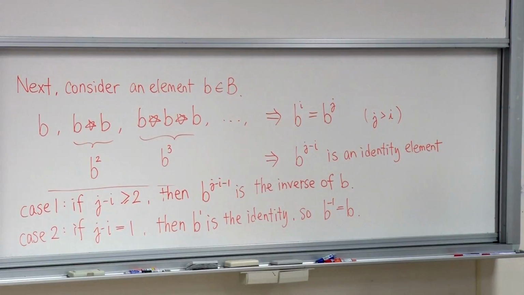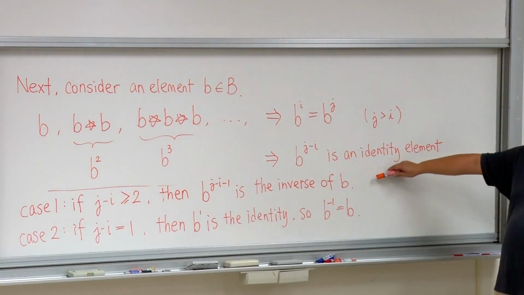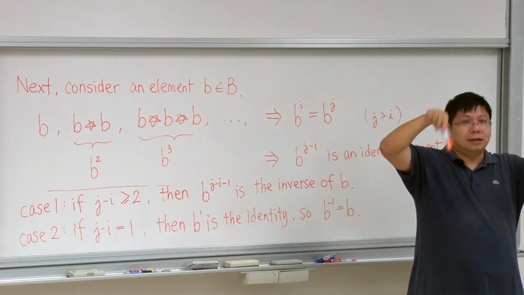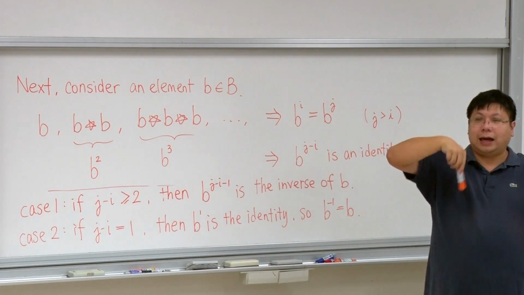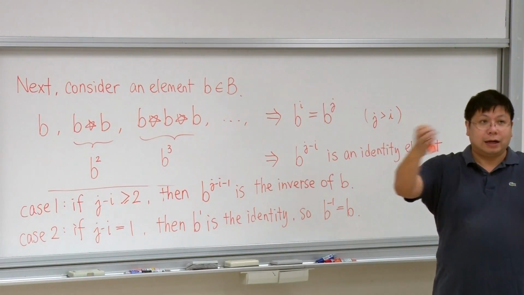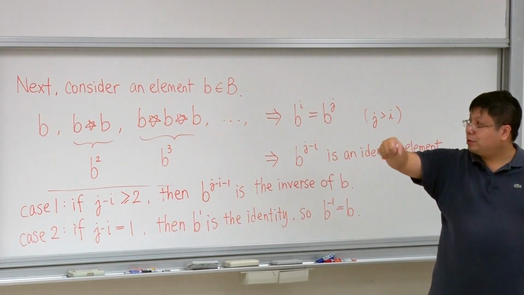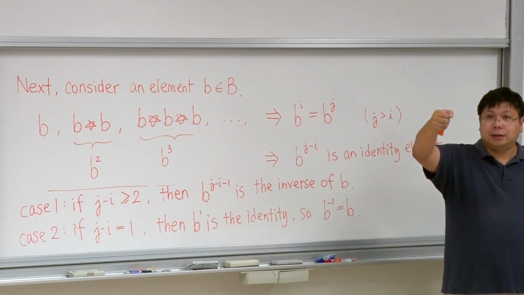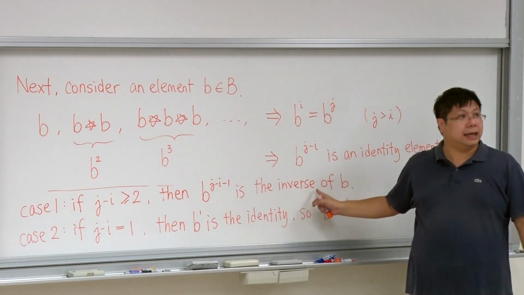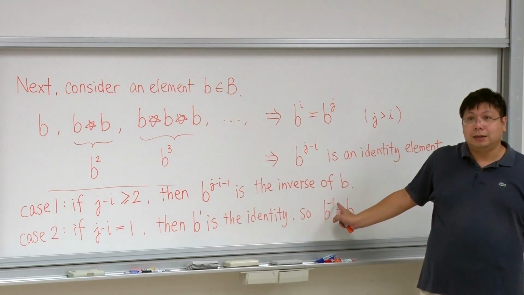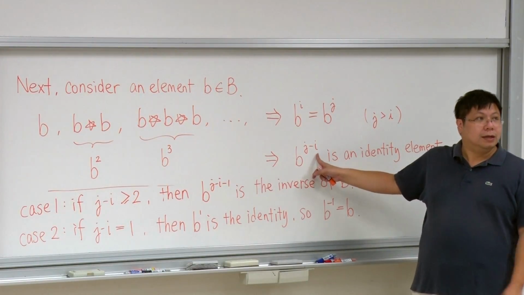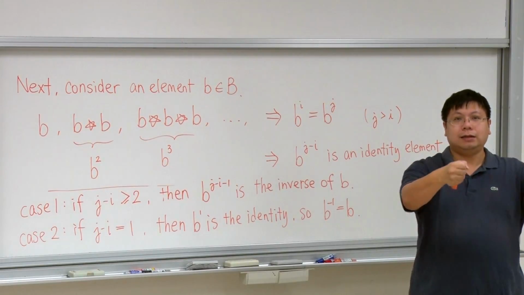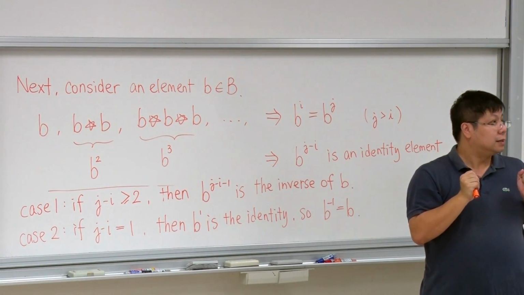Is that okay? So in all the cases, no matter which element b you start picking, you apply the operator again and again on itself until you get the identity. So you get b to the power j minus i will become the identity. So in that sense, we can also find out the corresponding inverse of b. It depends on how many steps you take. If you take one more step and get to the identity, then this must mean that b is the identity. Is that okay?